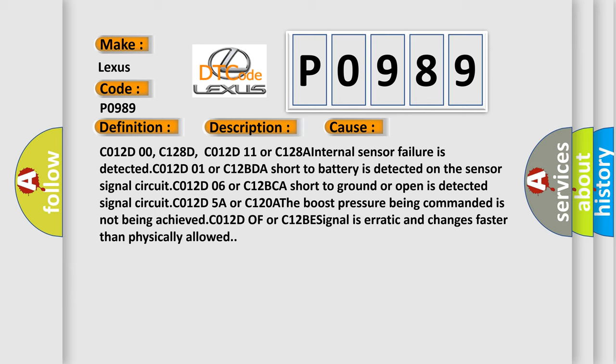C012D01 or C12BD. A short to battery is detected on the sensor signal circuit. C012D06 or C12BC. A short to ground or open is detected in the signal circuit. C012D5A or C12BA. The boost pressure being commanded is not being achieved. C012DOF or C12BE. Signal is erratic and changes faster than physically allowed.